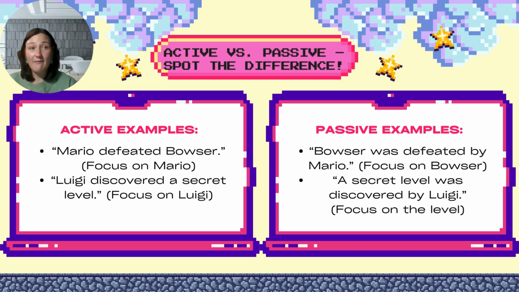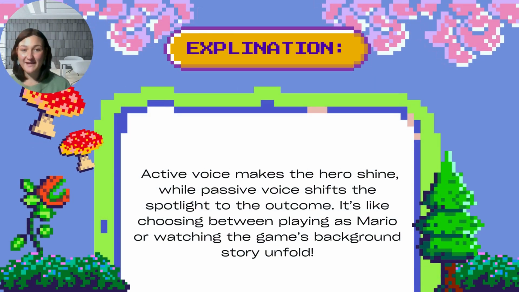Then, in our passive voice, Bowser was defeated by Mario. The focus is on Bowser. A secret level was discovered by Luigi. We are this time not focusing on Luigi who discovered the level, but rather on the secret level that is being discovered. Here's a quick explanation.